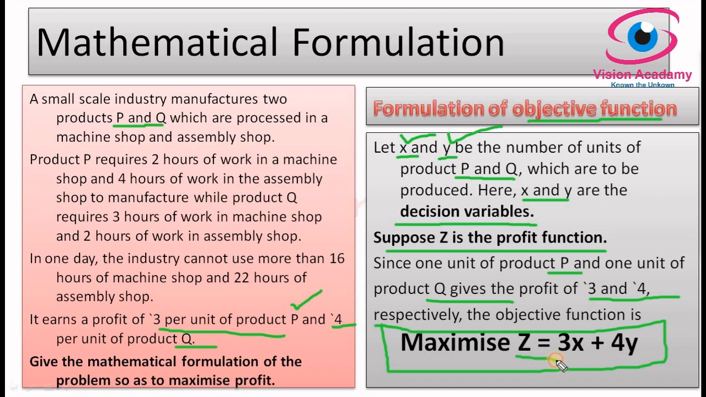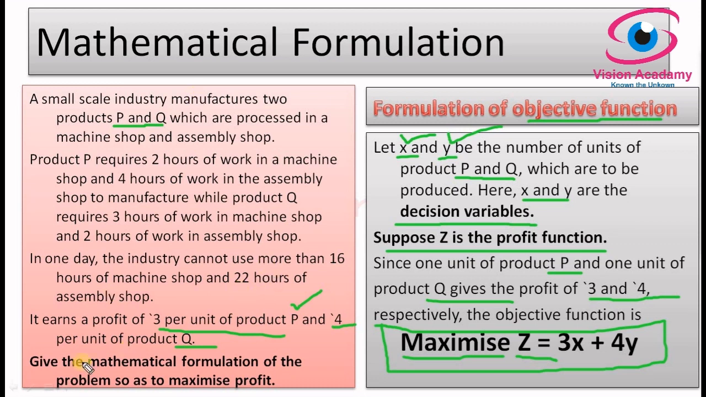Z is nothing but just an indication of optimization. Optimization in this case is maximize Z. In the case of cost or time, it is minimize Z, okay. So in this case, for the objective function we have to consider profit or cost related information only.